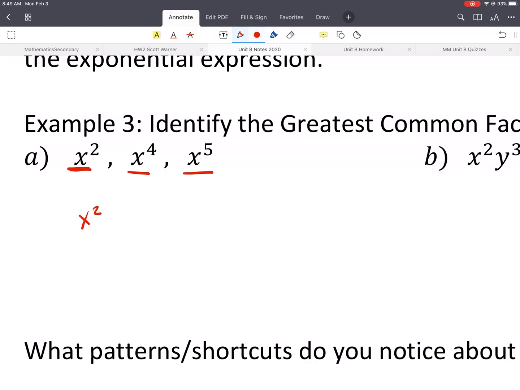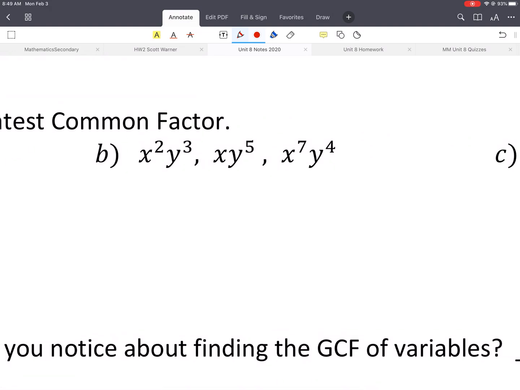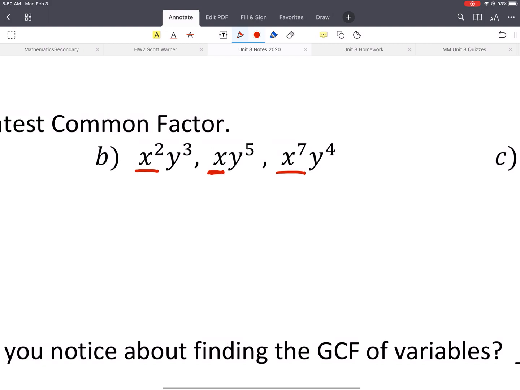All right, so let's try another one. So when you have 2 variables, you're just going to look at the x's by itself, and then we're going to look at the y's by itself. So here we have x squared, here we have x, here would be x to the 7th. So how many x's can we take from all 3 terms? Evenly. We have to take the same amount from all the terms. Okay, so here's x. You can take an x from all 3 terms. Can we take x squared out of all 3 terms? No, because for this term, there's not 2 x's to take. There's only 1. So the greatest common factor for the x's would just be x.